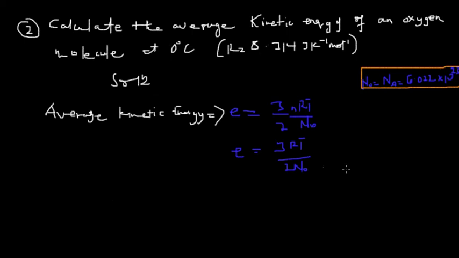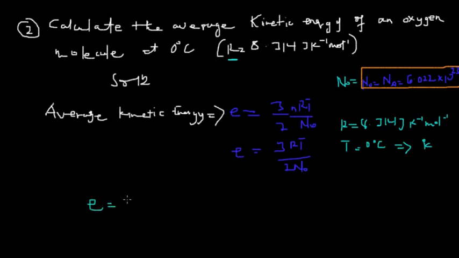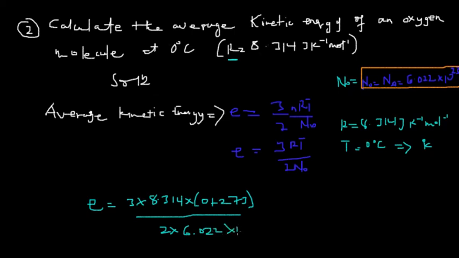So now let's proceed. We know R has been given over here, so R is 8.314 joules per Kelvin per mole. We know T to be 0 degrees Celsius, and then we convert that to Kelvin, and we know N naught. Let's do the simple calculation. The average kinetic energy equals 3 times R, that's 8.314, times our temperature, that's 0 plus 273, divided by 2 times our Avogadro's constant, 6.022 times 10 to the power 23.